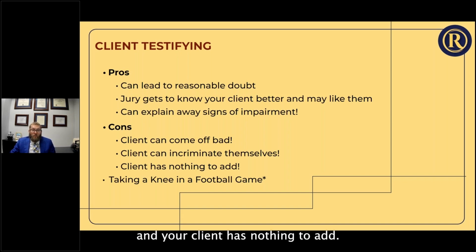I love in voir dire to bring up, when talking about a client testifying, taking a knee in a football game. So you ask someone, why does a team take a knee? And it's because they've already won and they don't want to risk losing. So it's a concept that helps a jury understand why your client chose not to testify, which was there was no need to. He didn't want to risk it. I think it sometimes relates to people more because it's a football analogy that they understand than just citing the Constitution to them. But again, you have to be concerned.